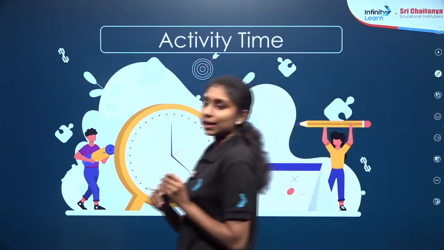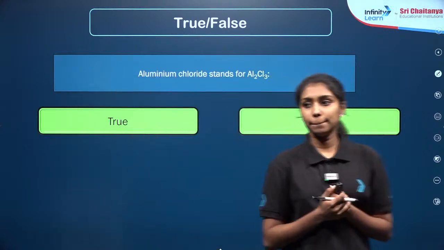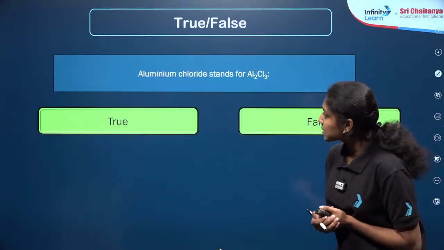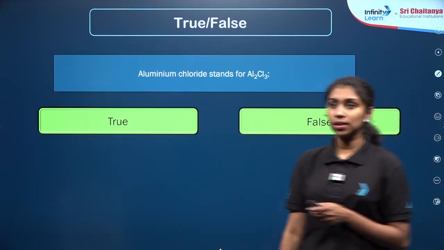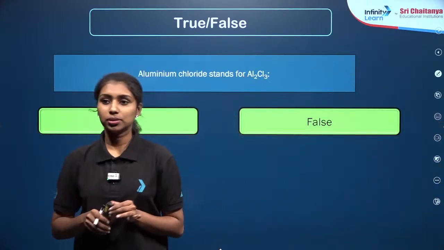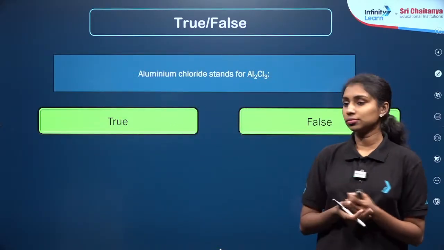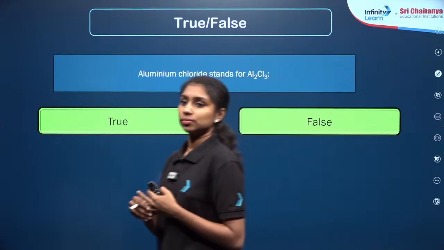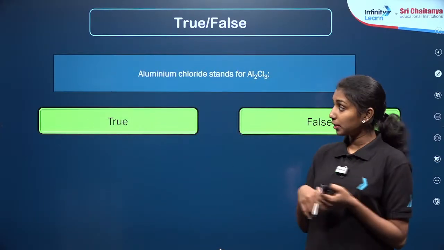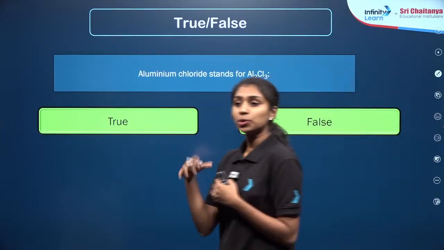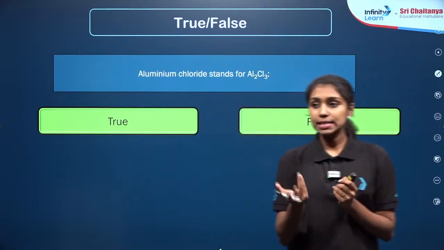Okay, again we need to practice some questions. Here is the first question. Aluminum chloride stands for Al2Cl3. You need to check whether the statement is true or false. This you have studied in the first chapter, chemical reactions and equations. You have studied how to write down the chemical formula of a compound, if you have an idea about the valencies of the particular elements.